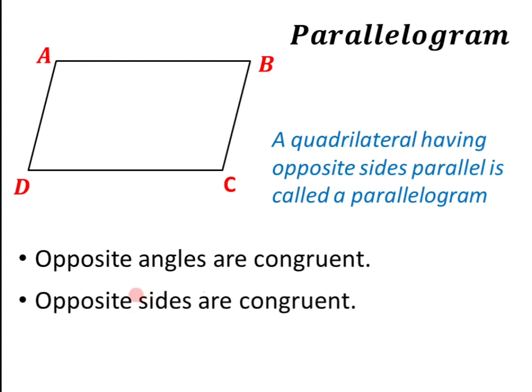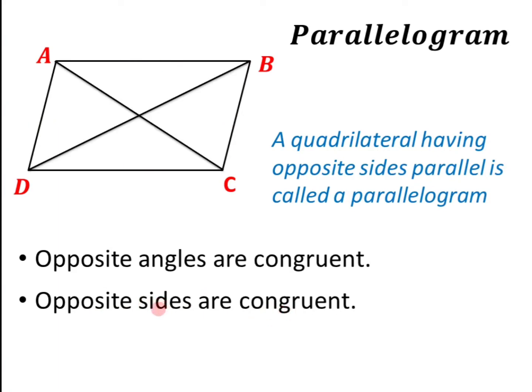The next property is opposite sides of a parallelogram are also congruent. So if you consider here side AB, its opposite side is side DC. So these two sides must be congruent, and another pair of opposite sides is side AD and side BC. So these two sides are also congruent, which means that opposite sides of a parallelogram are congruent.